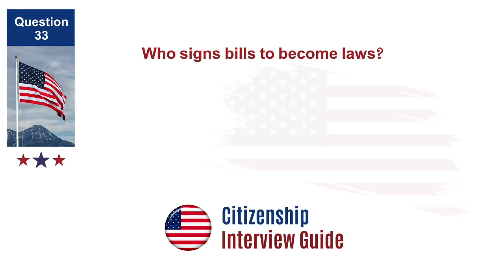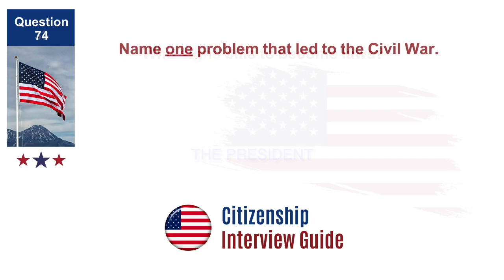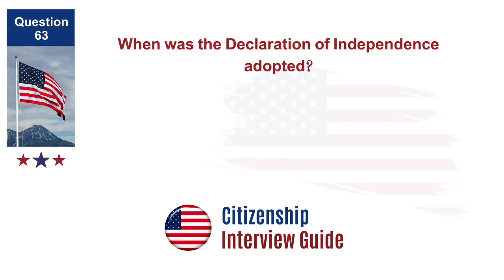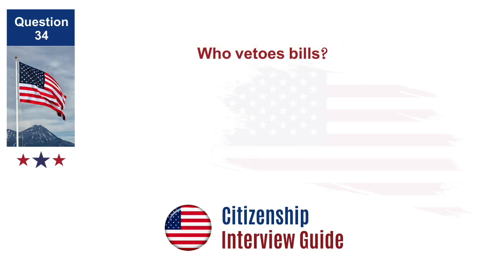Who signs bills to become laws? The President. Name one problem that led to the Civil War. Slavery. When was the Declaration of Independence adopted? July 4, 1776. Who vetoes bills? The President.